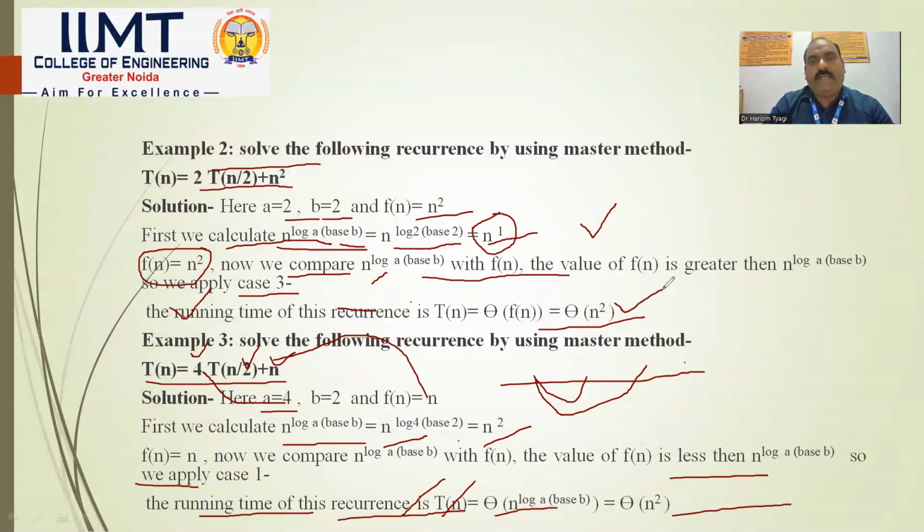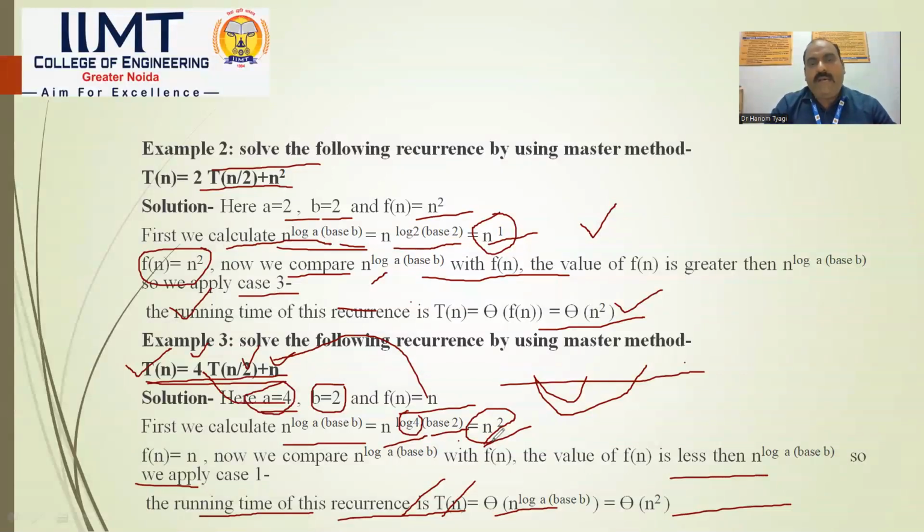The running time of this recurrence, we take another example: solve T(n) = 4T(n/2) + n. Here, the value of a is 4, the value of b is 2, and f(n) is n. Then you calculate n to the power log a on base b. The value of log 4 on base 2 is 2. Then n to the power log_b a, okay? And we compare it with f(n). What is the value of f(n)? It is n.